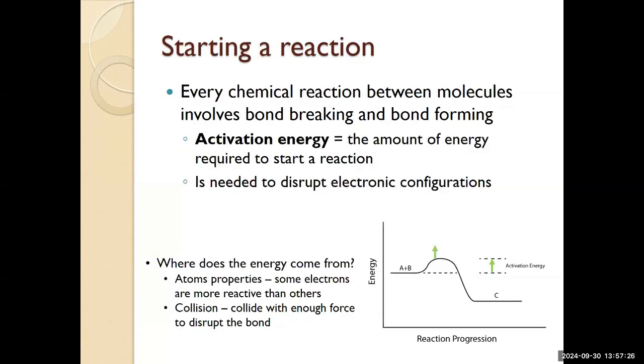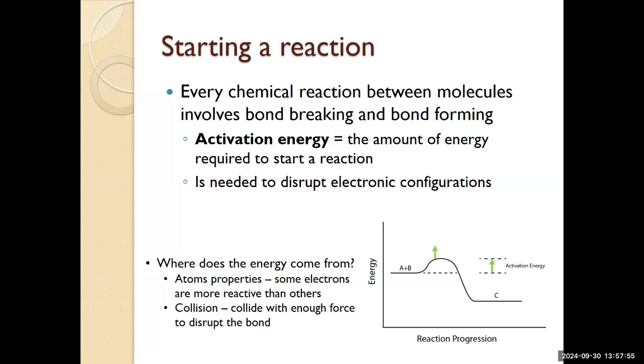How does one start a chemical reaction? Well, if every chemical reaction involves bond breaking and bond forming, we must first start with bond breaking. You have to release an electron so that it's single and ready to mingle. It's available to form a new bond. This is known as the activation energy, the amount of energy required to break that initial bond.